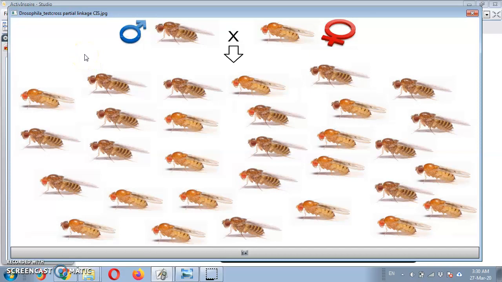And consequently, this 20% recombination tells us that these genes are located on the same chromosome with a distance of 20 centimorgan between them on the same chromosome. Okay, so this percentage of recombination indicates the distance between the genes on the same chromosome.